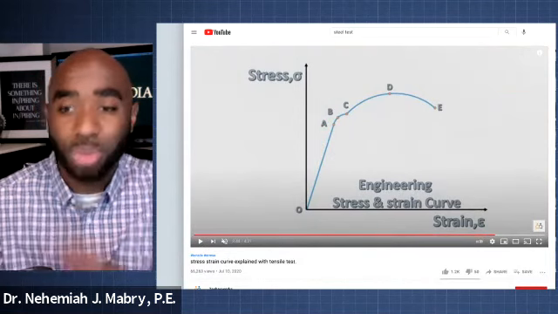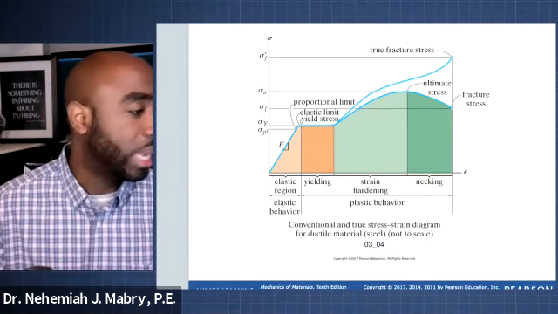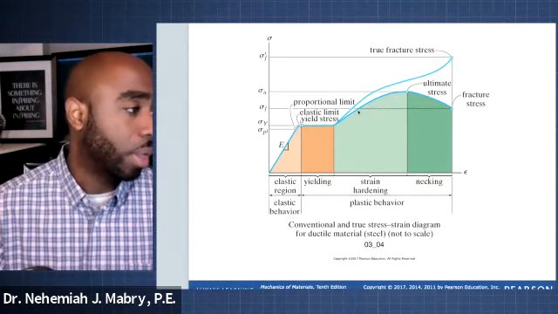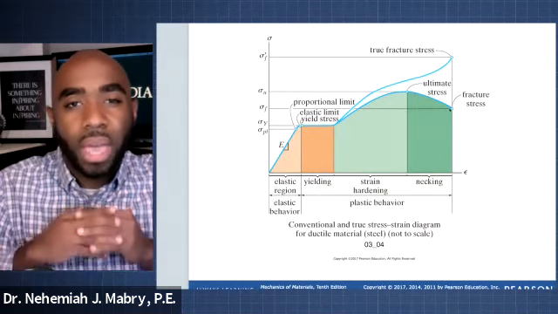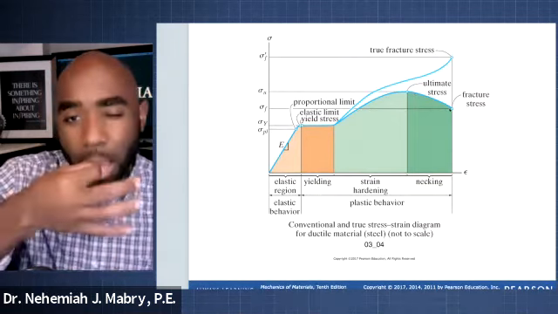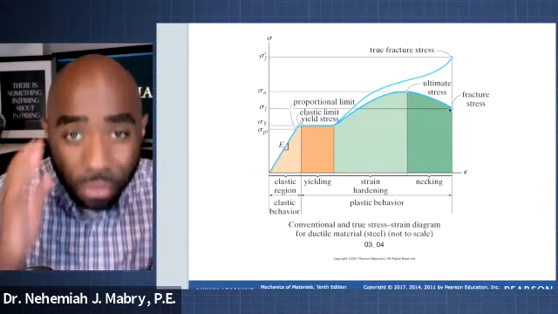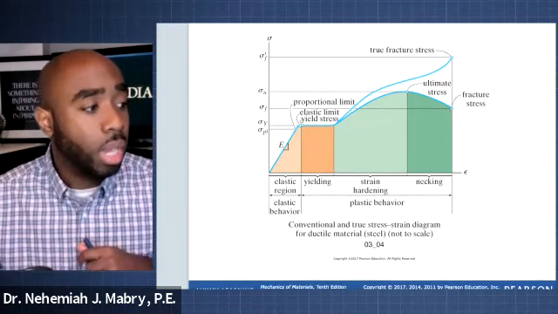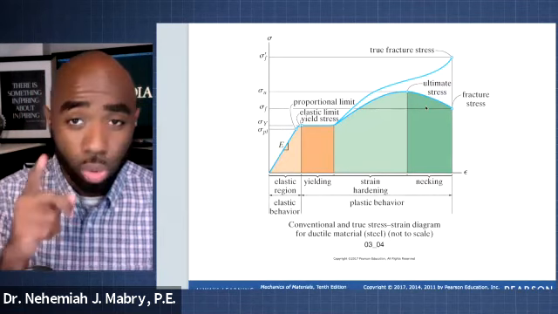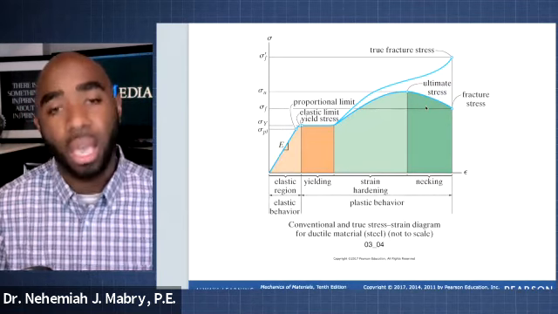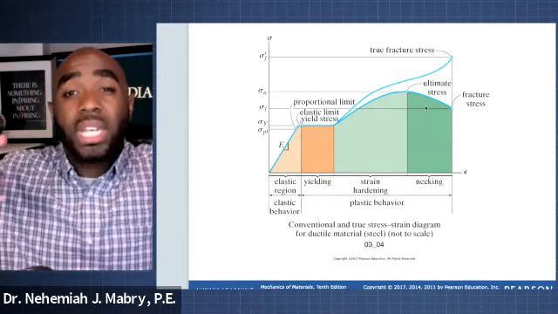Now, let me tell you this really quick, moving forward. This is called the engineering stress and strain curve because to calculate this, we are using a value as if the diameter or the cross-sectional area is staying the same. However, in reality, this line up top is called the true fracture stress and strain. The true curve takes into account that as you continue to apply stress, there is a decrease in the diameter.